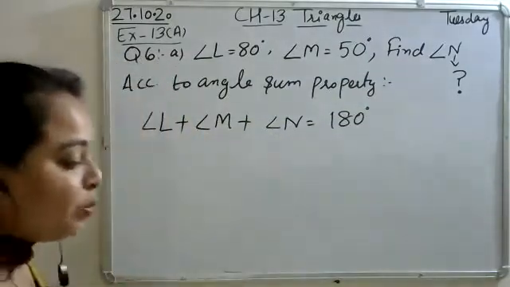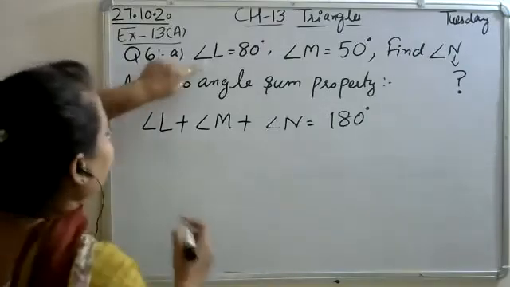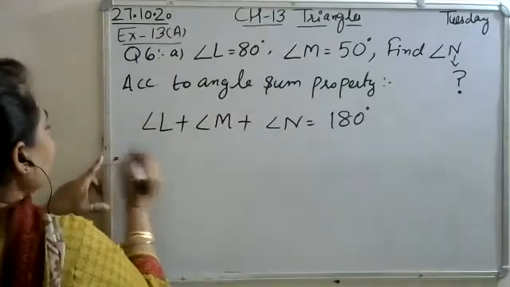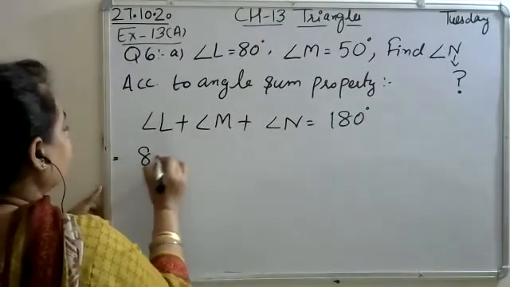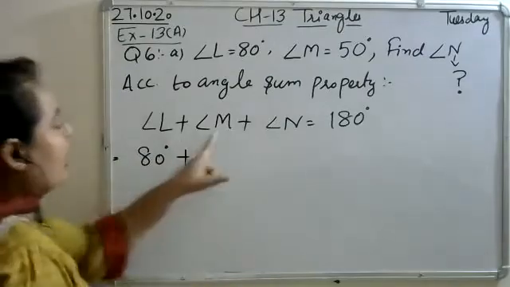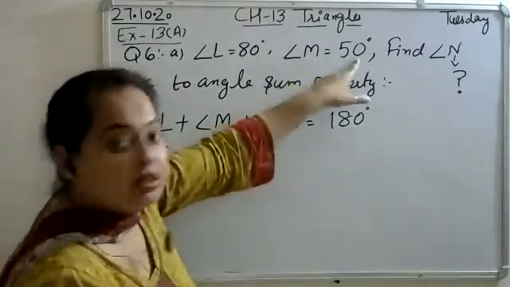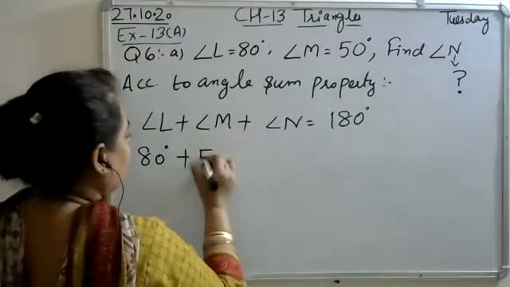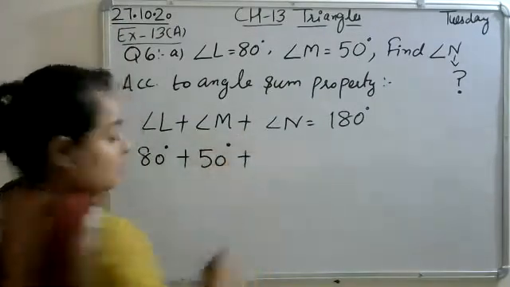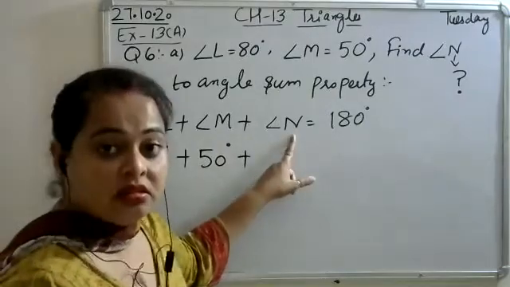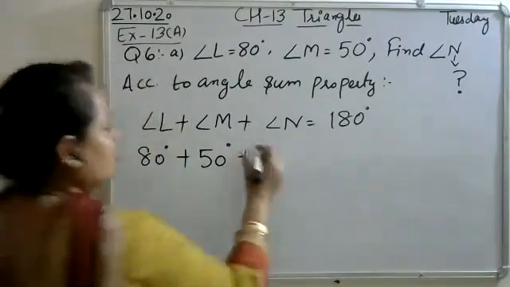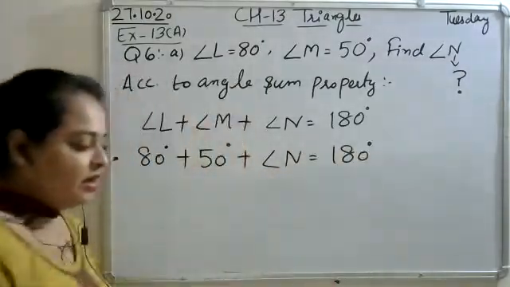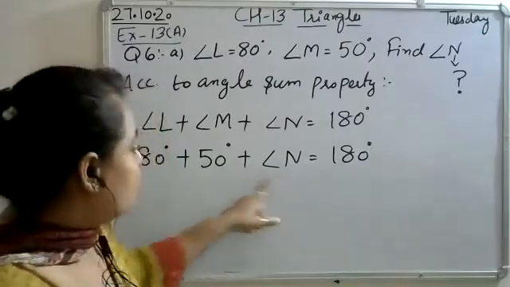Now start putting values. What is L? L is given 80. So here in place of L you will write 80. M is given 50. So here in place of M you will write 50. This is to find. So 180, and angle N is not given, so angle N.